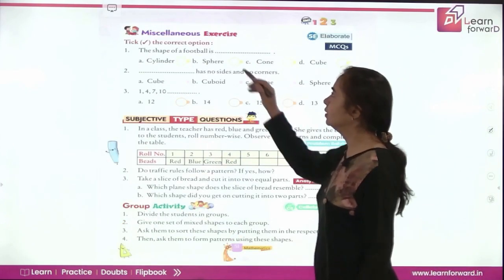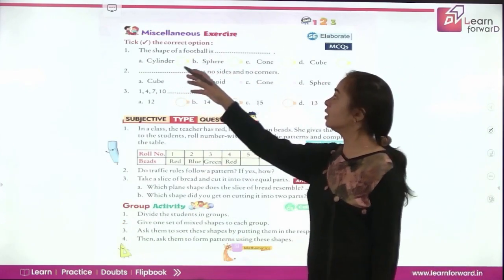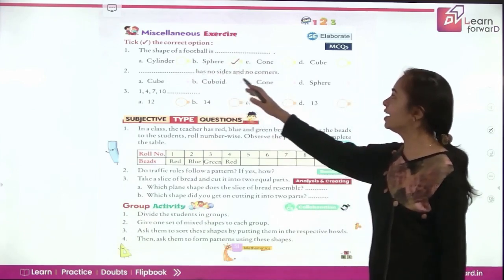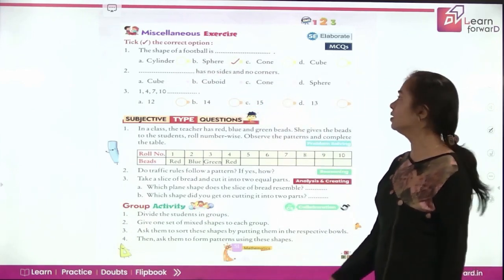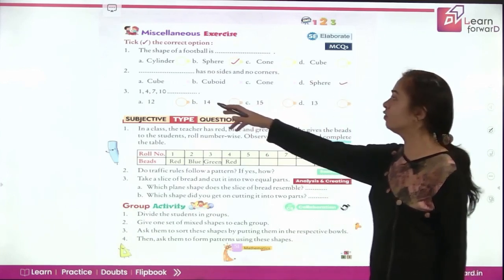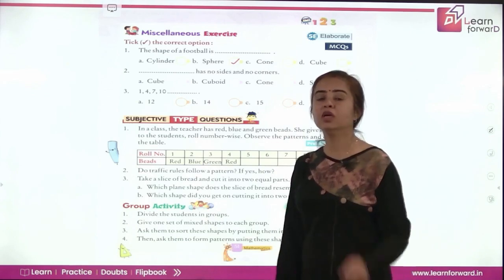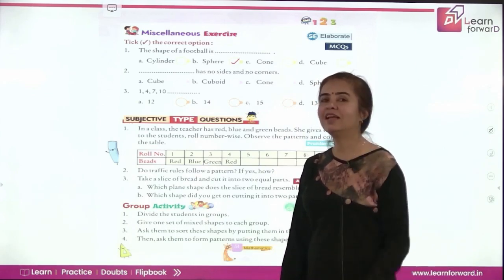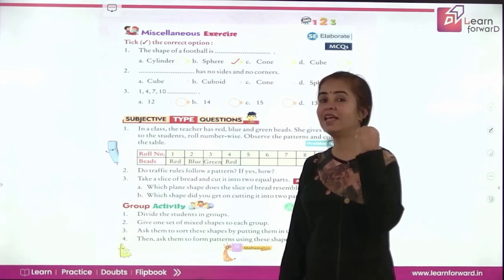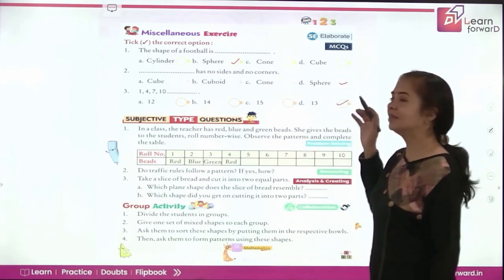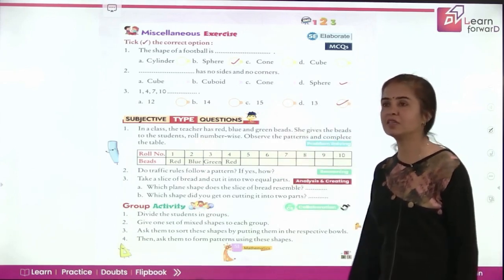Now I'm happy. Miscellaneous exercise, take the correct option. What is the shape of a football? Sphere, correct. Dash has no sides and no corners. A sphere again. This you have to complete. What will be the next pattern? Let's see. 1, 2, 3, 4, 5, 6, 7, 8, 9, 10. Then 11, 12, 13. So your next number will be 13. This is how you have patterns with numbers.